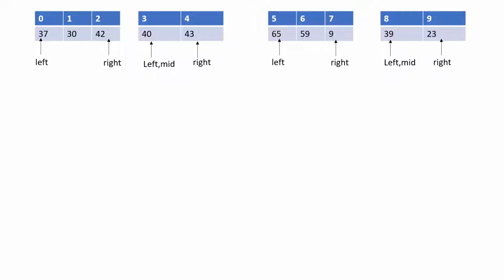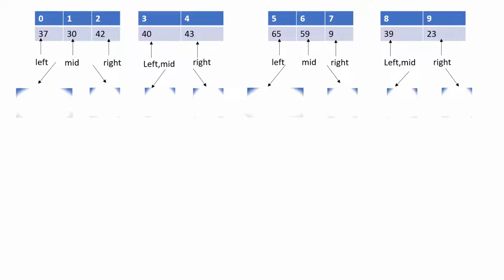Now we have to calculate mid values for these boxes. For the first box, the mid is 1. For the consecutive box, the mid is 3. For the next box, the mid is 6. And for the last box, the mid is 8. Again, we have to split these boxes up to mid. After splitting, it looks like this.